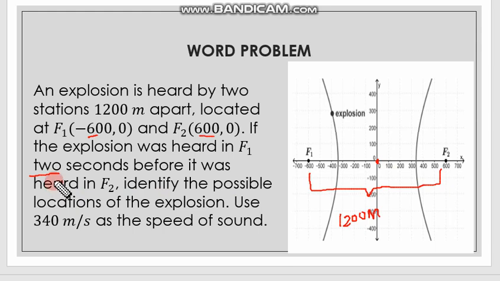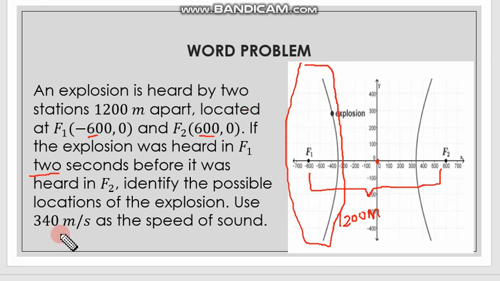So according to the given here, the explosion was heard first at focus 1 before focus 2. That's 2 seconds ahead. So anywhere here on the left side, the left branch, focus 1 is closer to the left branch. So any point on this branch of the hyperbola is a possible location of our explosion. It is farther from focus 2 by 2 seconds.